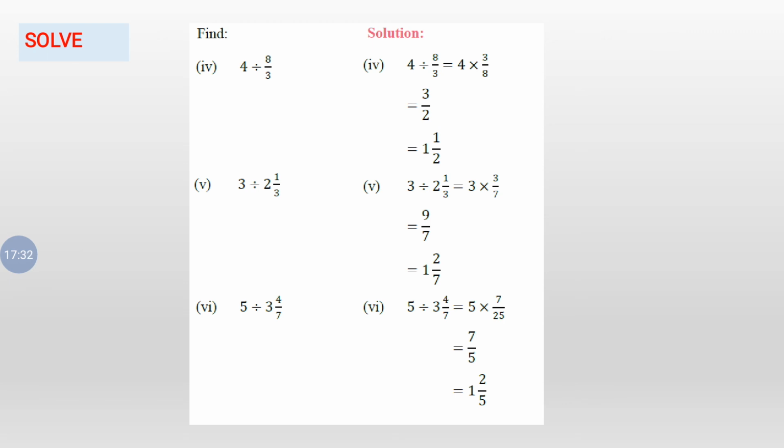1 is the quotient, 2 is the remainder. 1 5 is 5 plus 2, 7 by 5. We get the value 1 2 by 5.